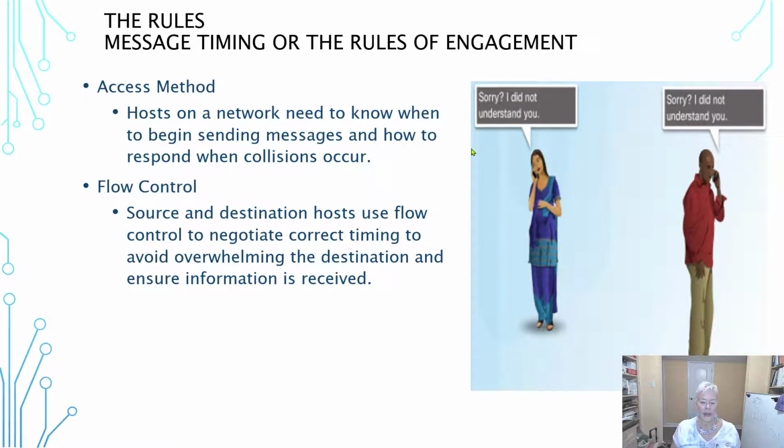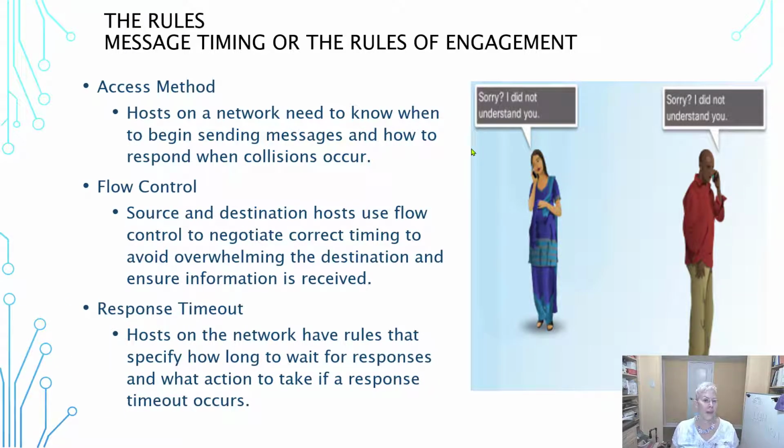Flow control. Source and destination hosts use flow control to negotiate the correct timing to avoid overwhelming the destination and ensure information is received. So if you think about these frames going out on the network, there's a frame, a frame, a frame, a frame. The destination device needs to be able to receive these frames or this data, okay? And sometimes one device may not be as quick as another. So the source has a way of assessing the traffic and how much congestion is out there, and it can modulate what it puts onto the network. That is called flow control. It's controlling the amount of data or traffic it's going to send out.